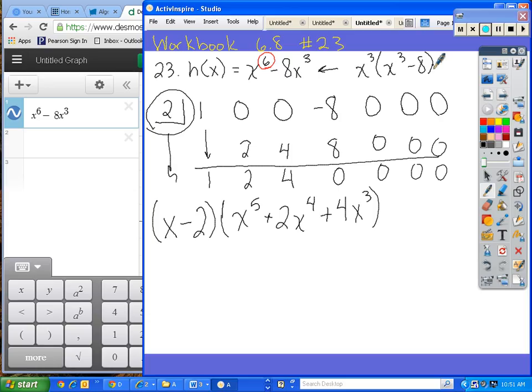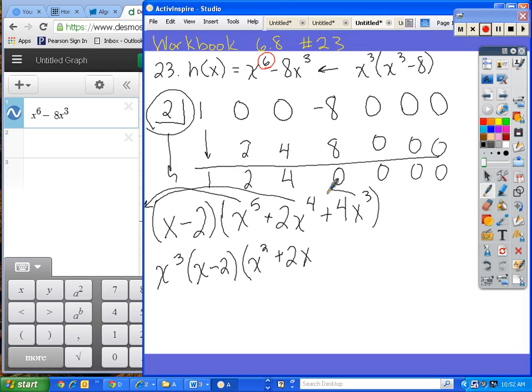If I take out an x cubed, I'll bring it out front. I've got x cubed, then I have an x minus 2. I've taken x cubed from this term and brought it out front, so I'm left with an x squared. I've taken x cubed out of here and I'm left with 2x. And again, an x cubed out front here, and my last term is plus 4. Any questions on this stuff here?